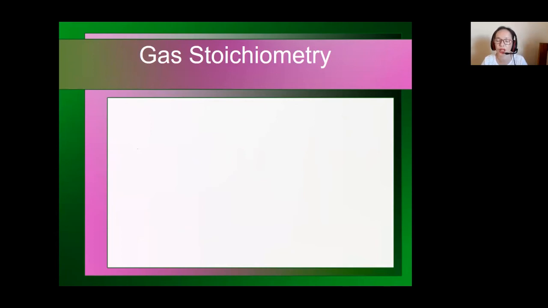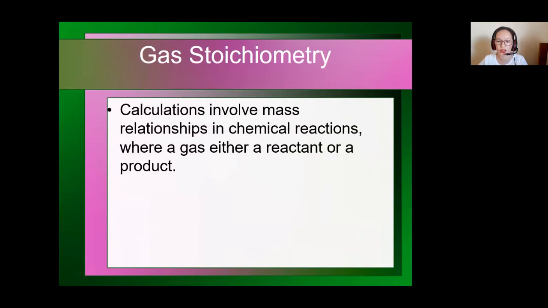So this time we are going to make use of the idea of gas in finding out the mass relationship. This is all about calculations involving mass relationships in chemical reactions where a gas is either a reactant or a product. In gas stoichiometry, we simply make use of the ideal gas law.